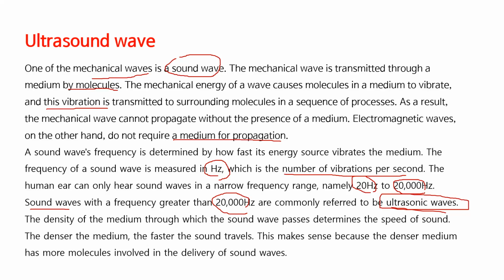The density of the medium through which the sound wave passes determines the speed of sound. The denser the medium, the faster the sound travels. This makes sense because the denser medium has more molecules involved in the delivery of sound waves.